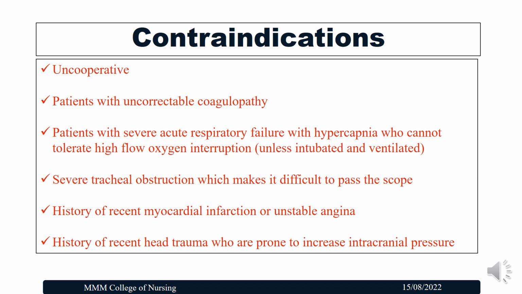Patients with severe acute respiratory failure with hypercapnia who cannot tolerate high flow oxygen interruptions, and severe tracheal obstructions which make it difficult to pass the scope. History of recent myocardial infarction or unstable angina, or any history of head trauma, who are prone to increased intracranial pressure. So in these kinds of patients, we should not go about with bronchoscopy.